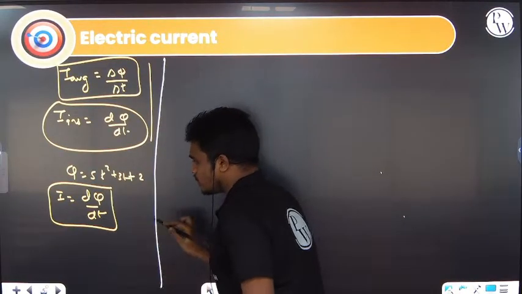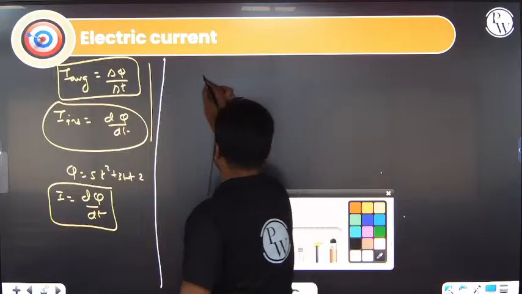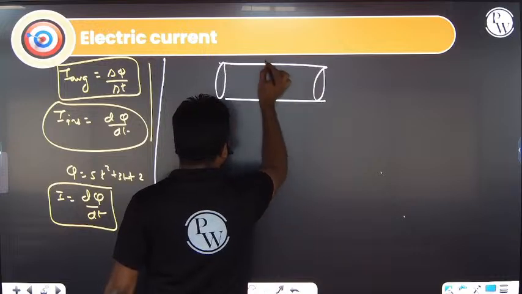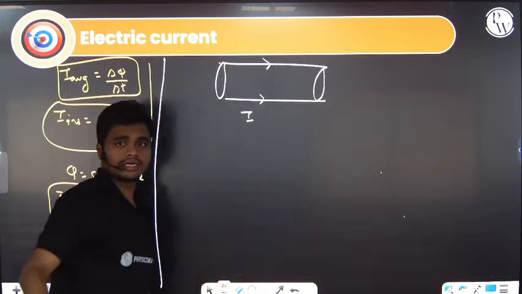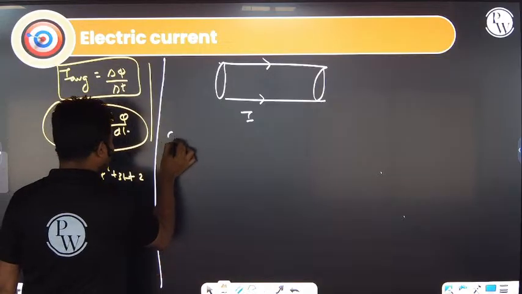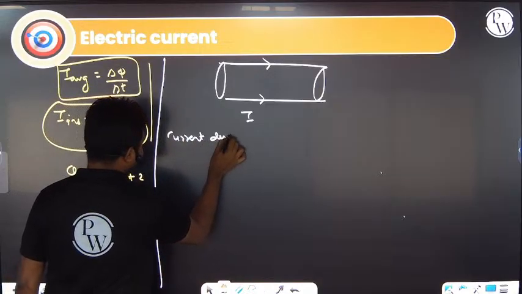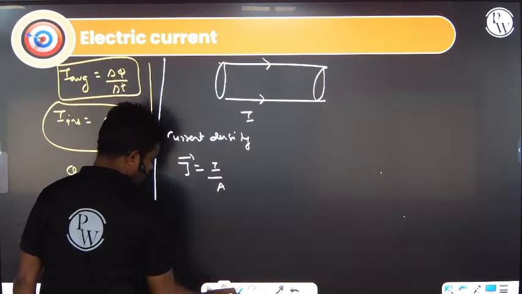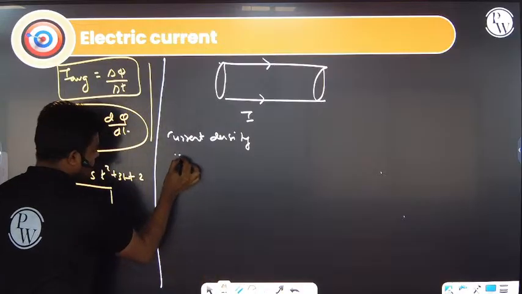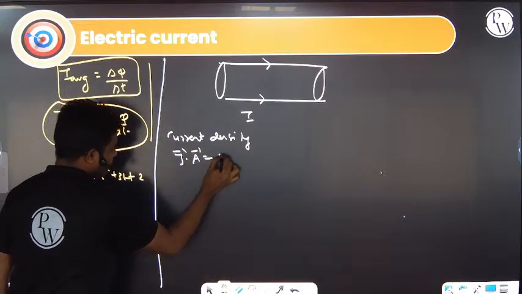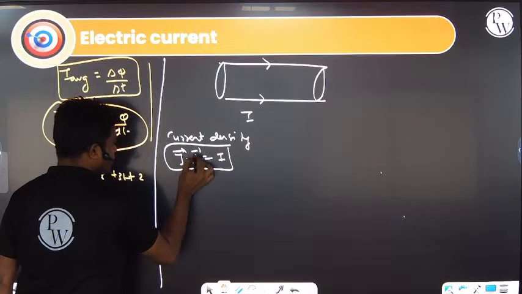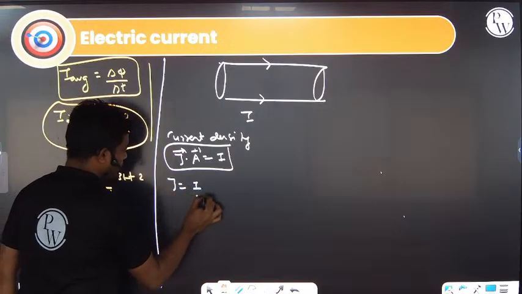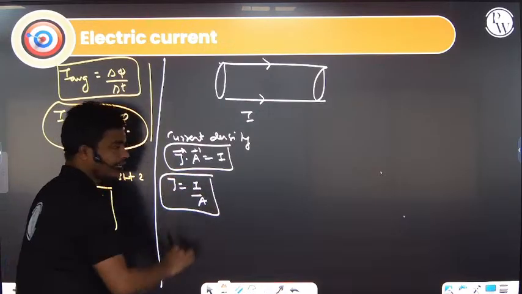Now certain terms that we are going to discuss. If the conductor has length L and the current flowing through the conductor is I, the first term is current density. Current density is defined as J equals I divided by area, or J dot A equals I, assuming current density is constant. In scalar form, J equals I by A.